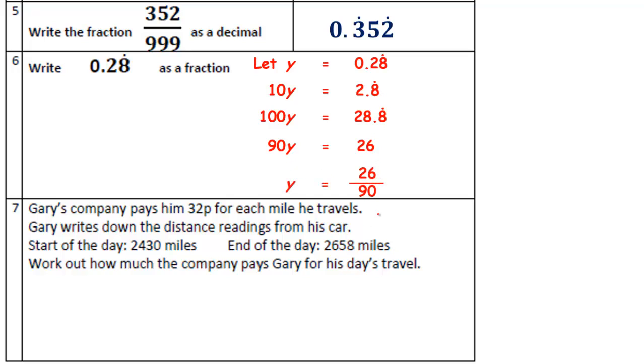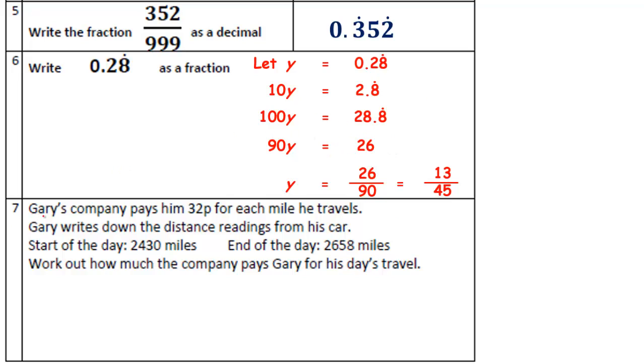Divide by 90, I'll get 26 over 90. Leave it like that if they didn't say to simplify, but if they did, simplified is going to give me 13 over 45. Make sure you understand that fully. We've done quite a few of those, and many of you are quite good at this.